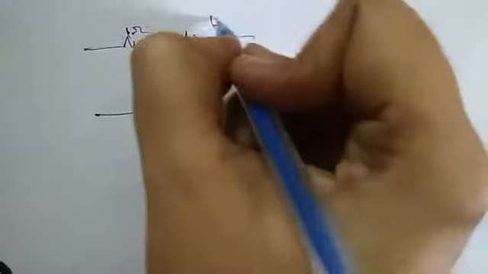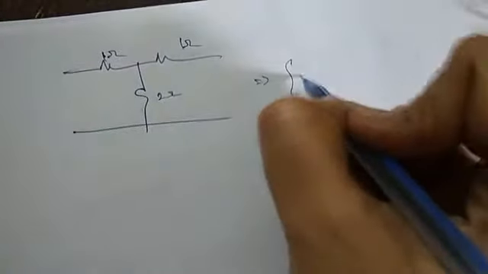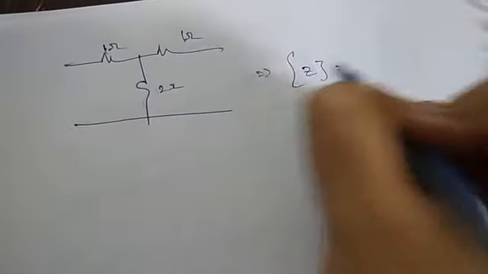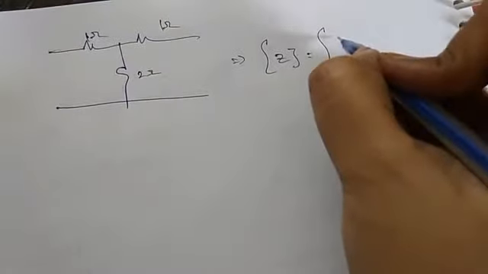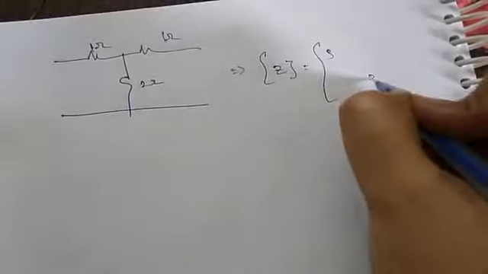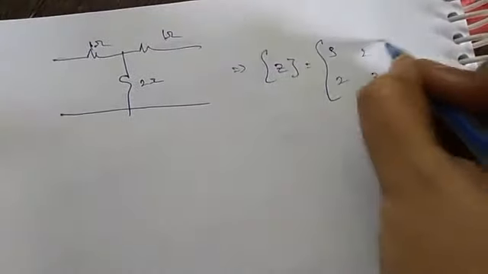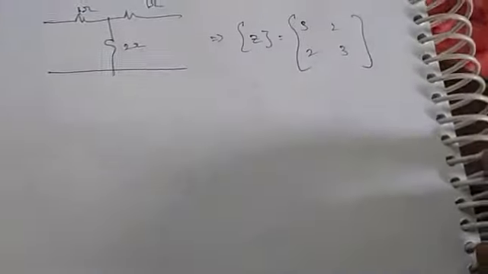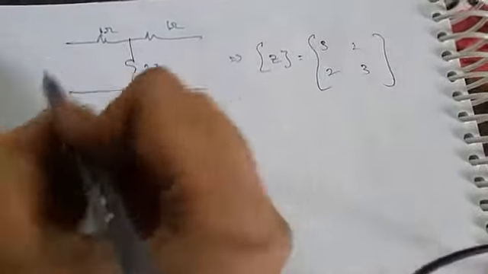So at a glance, I mentioned this. This is a 1 ohm resistor, this is a 1 ohm resistor, this is a 2 ohms resistor. So from this, the Z parameters I got are 3, 3 and 2, 2. Okay, so this is the conventional method you would use in your descriptive exams.